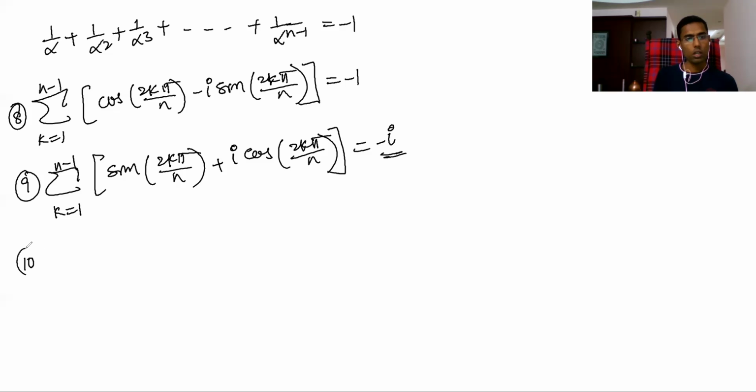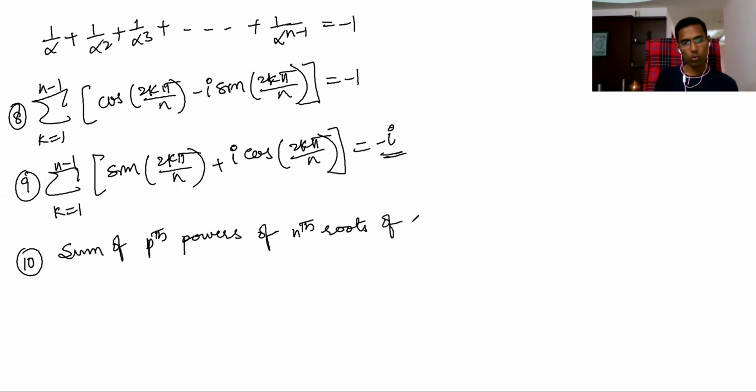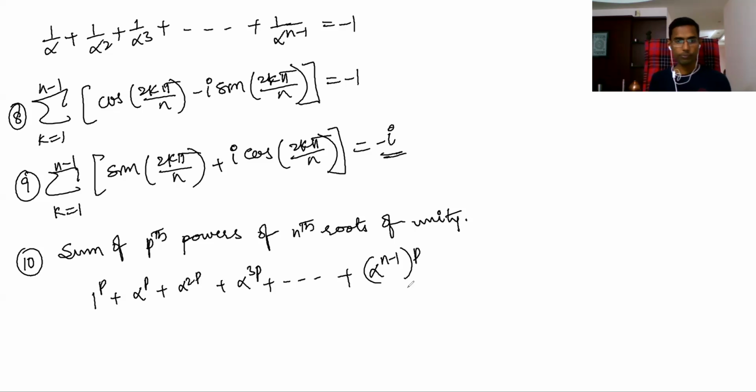Now, next, sum of pth powers of nth roots of unity. This is there in your textbook. Sum of pth powers of nth roots of unity: 1 power p plus alpha power p plus alpha square power p plus alpha cube power p, up to alpha power n minus 1 whole power p. I am taking pth powers of nth roots of unity. This is also 0.